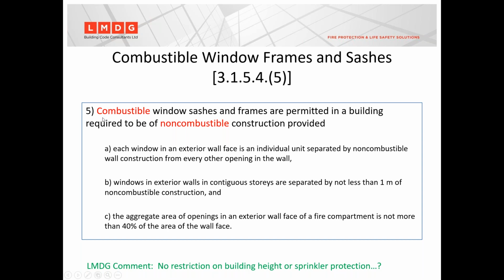In Canada, we believe that only some windows are combustible and others are non-combustible. But the building code says you can use combustible windows. Combustible window sashes and frames are permitted in a building required to be of non-combustible construction, provided that. Then we have these three sentences, and two of them really play. We need a vertical 1 meter or 3'3" of non-combustible construction between windows on a story above compared to a story below. And we also need to have a limit of 40% of the area of a building being combustible fenestration, not more than 40%.